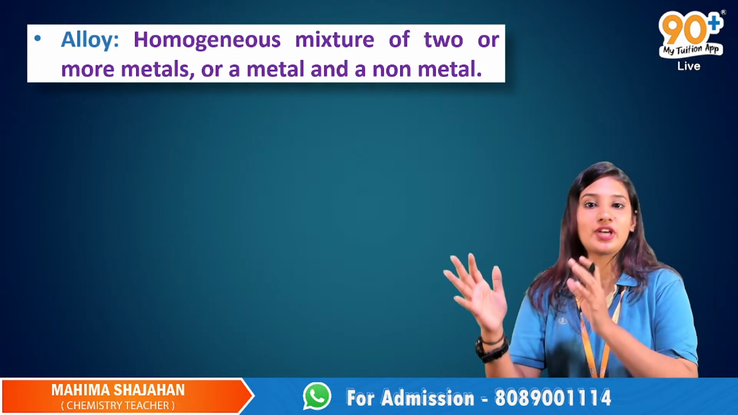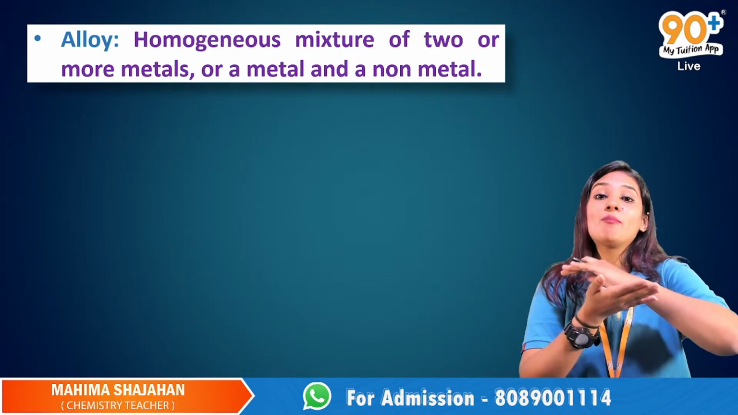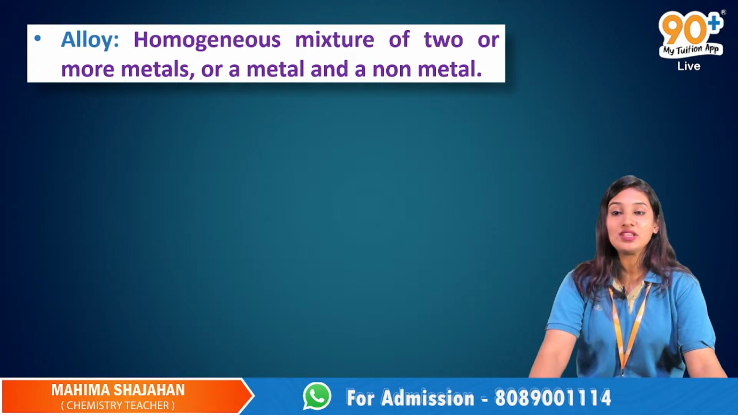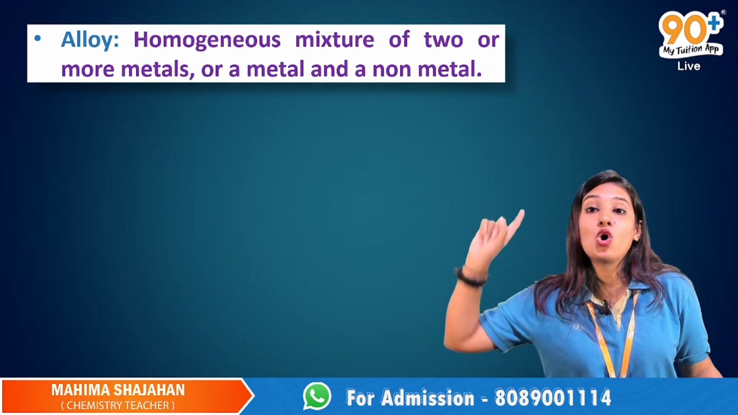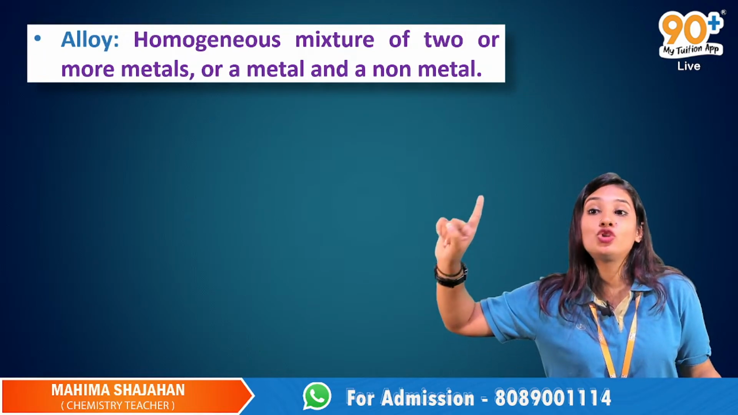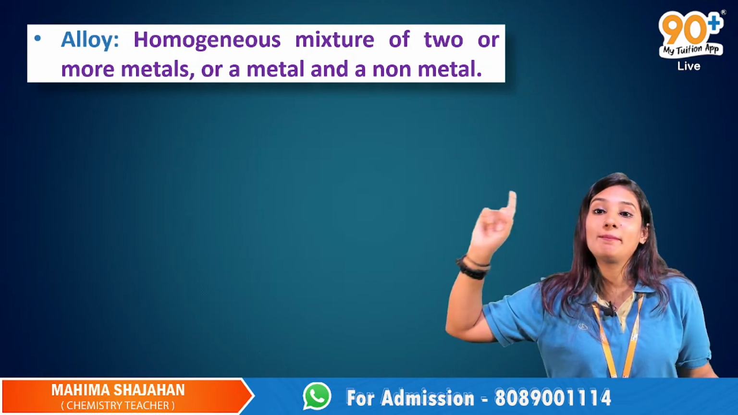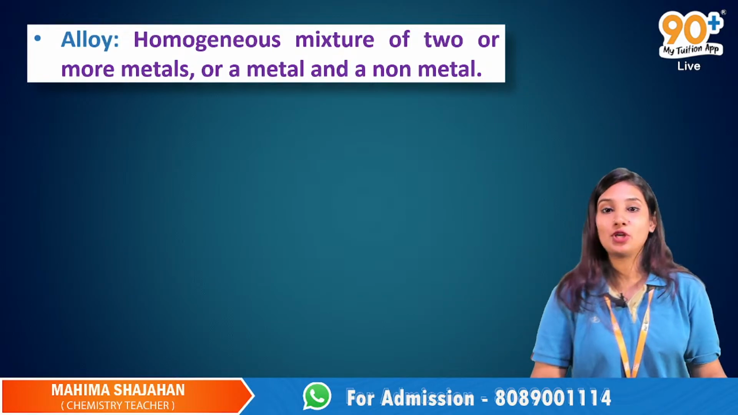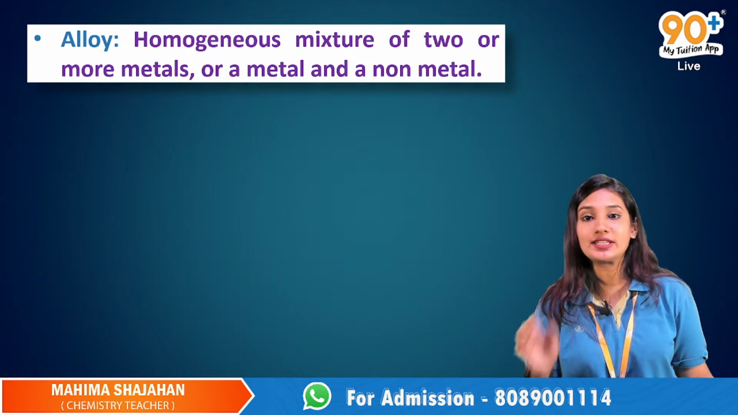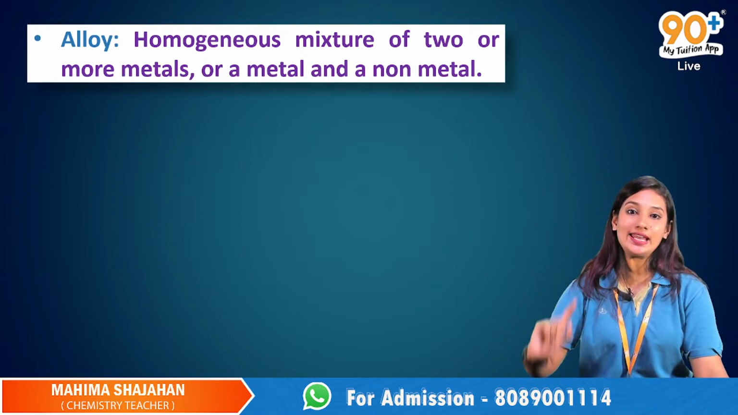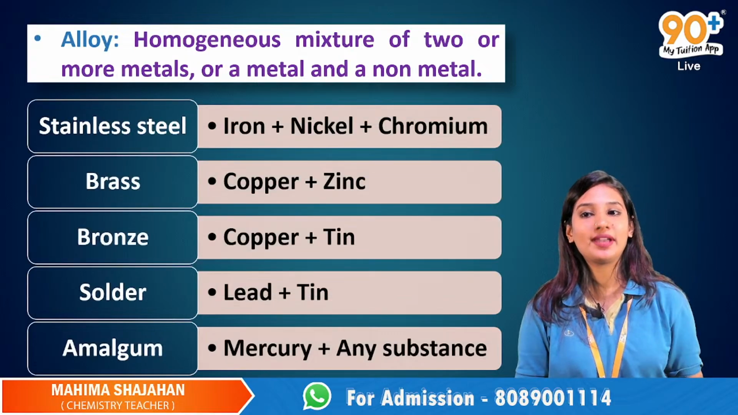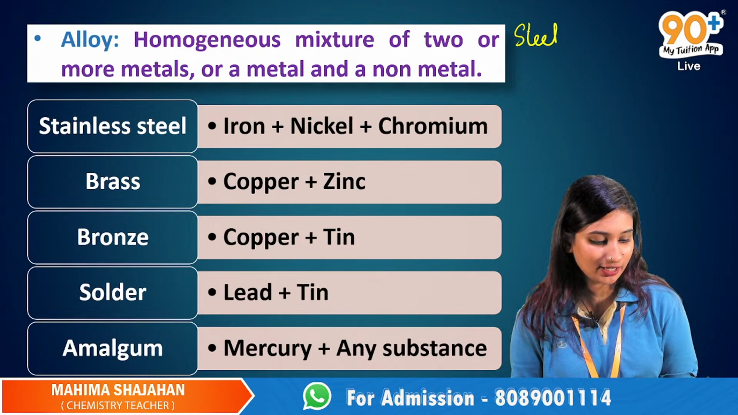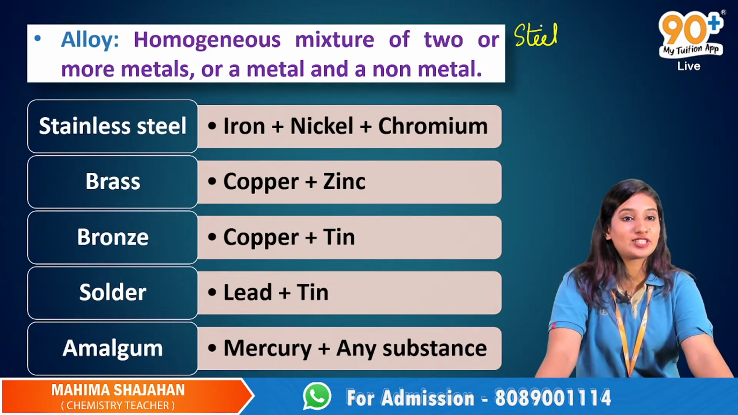Steel, iron, carbon. The composition will be uniform. That is what a homogeneous mixture means. So what is an alloy? An alloy is a homogeneous mixture of two or more metals or a metal and a non-metal. This is called an alloy. And let's see some common examples. First one, let me ask, steel. Ever heard of steel? Steel is an alloy of?